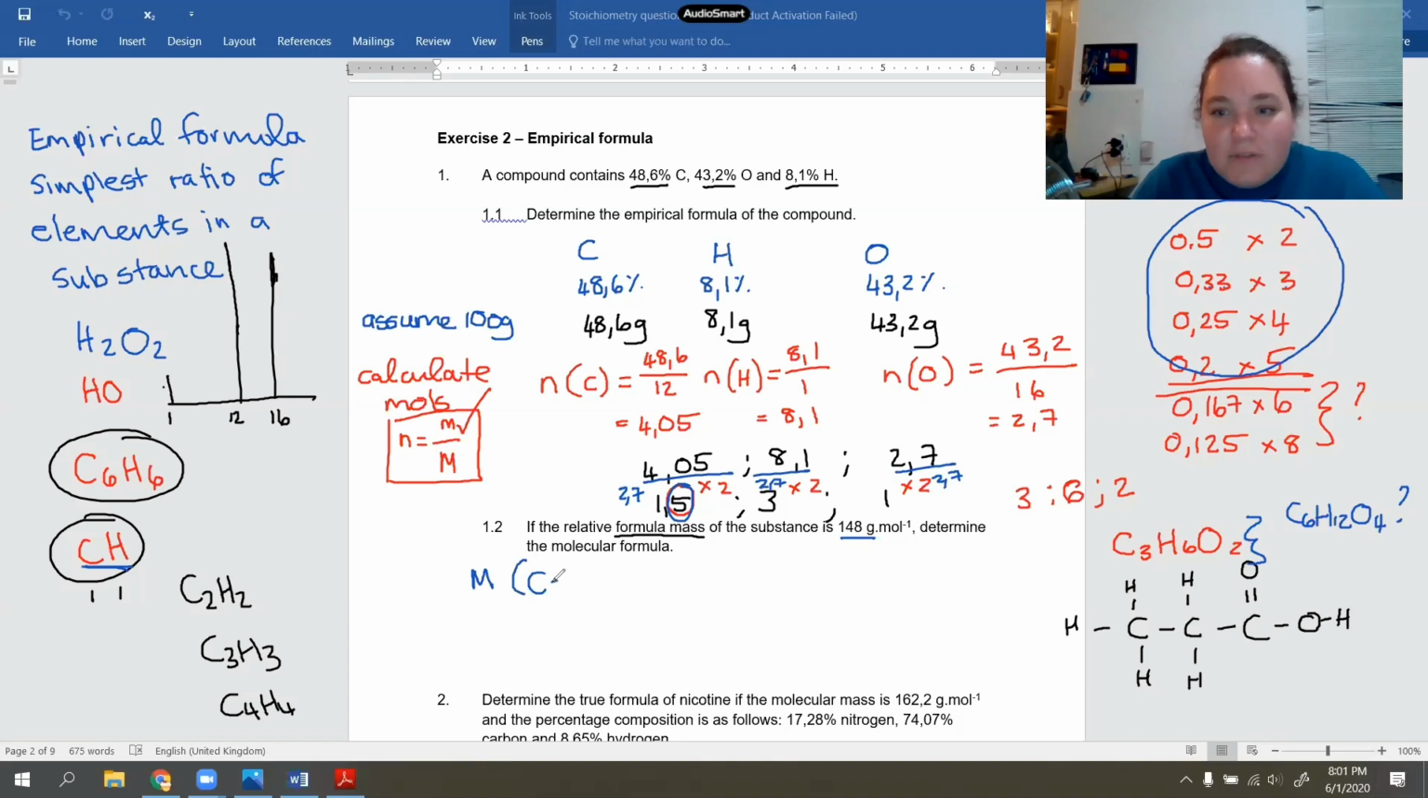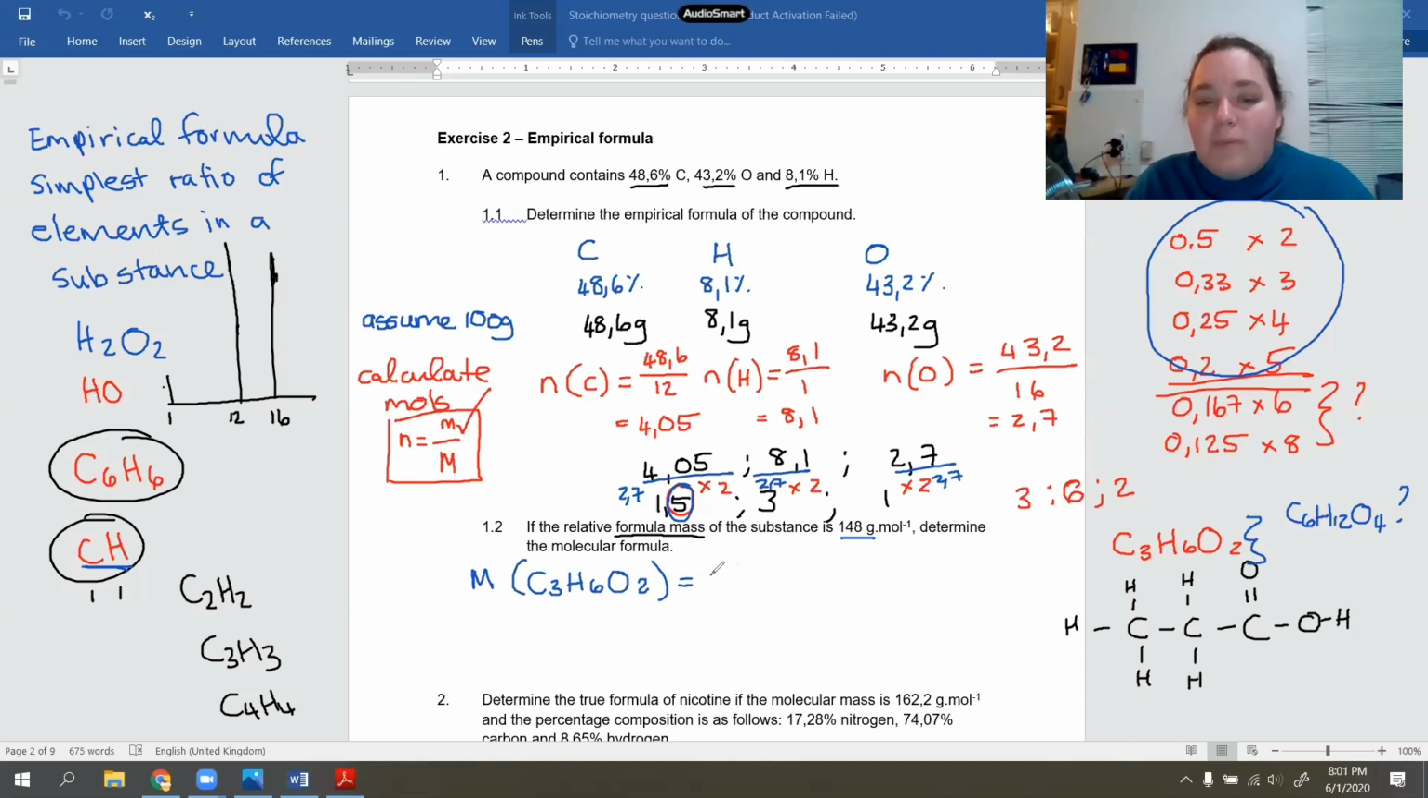So the molecular mass of C3H6O2, because I'm going to regard this as being 1 unit. Now, I don't know how many multiples of the unit I've got, but it must be a whole number ratio of what I've got. So I start by saying, all right, there's my empirical formula. What would the mass be if it was just 1?